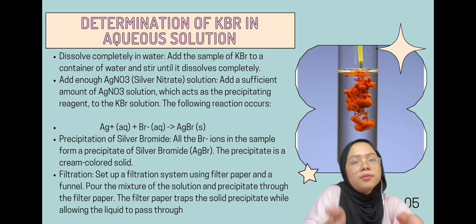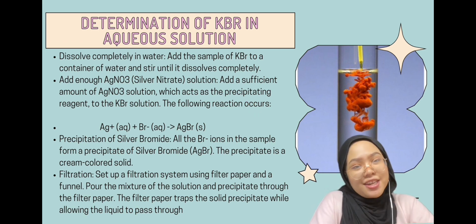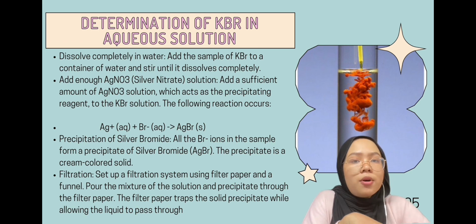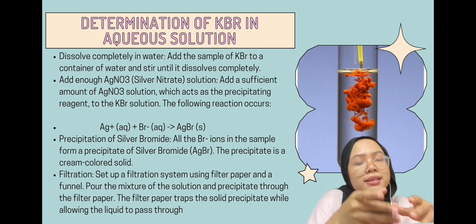KBr solution. The following reaction takes place. As a result of the reaction, all the bromide ions in the sample form a precipitate of silver bromide, which appears as a cream-colored solid.